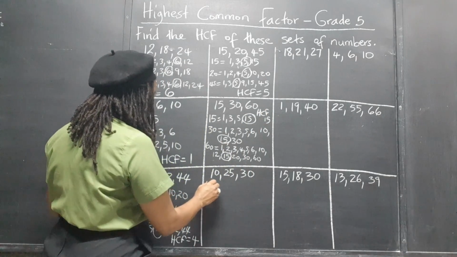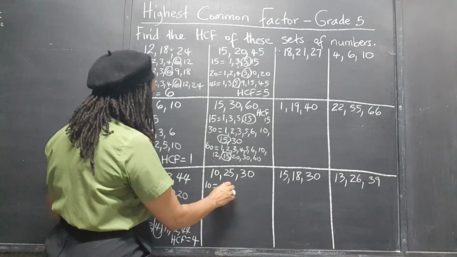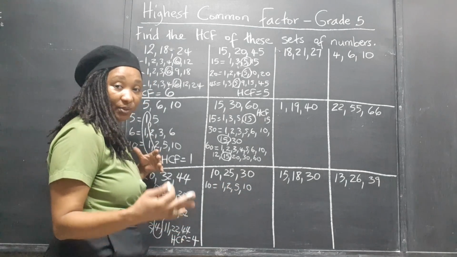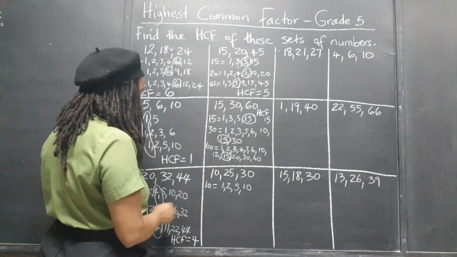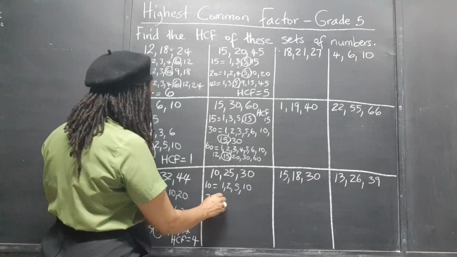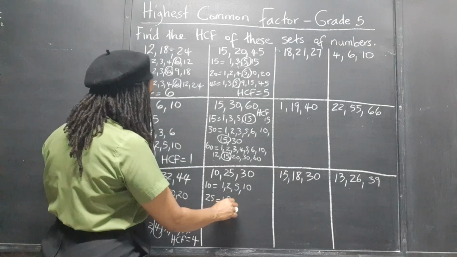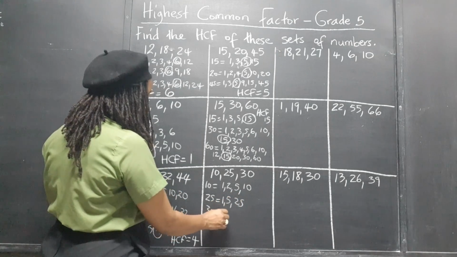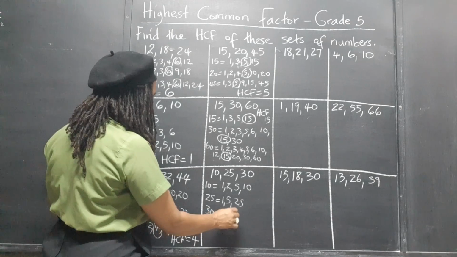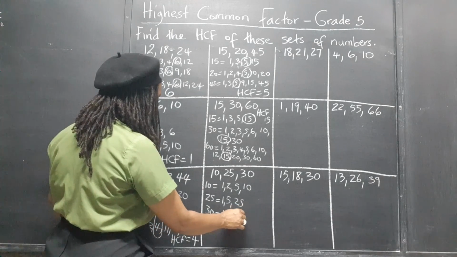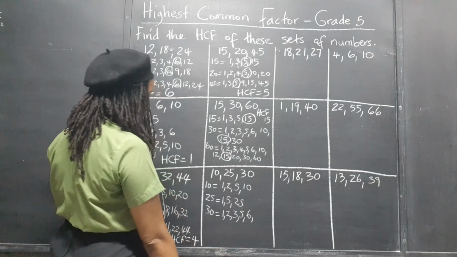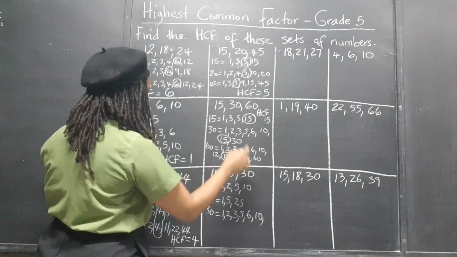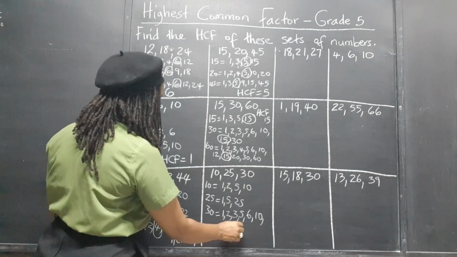Alright, 10. So 1 can go into 10, 2 can go into 10, 5 can go into 10, 10 can go into itself, of course. For the 25, 1 can go, 5 can go, and 25 can go. And for the 30, 1 can go into it, 2 can go into it, 3 can go into it, 5 can go into it, 6 can go into it, 10 can go into it. See, we did them here already, 15 and 30.